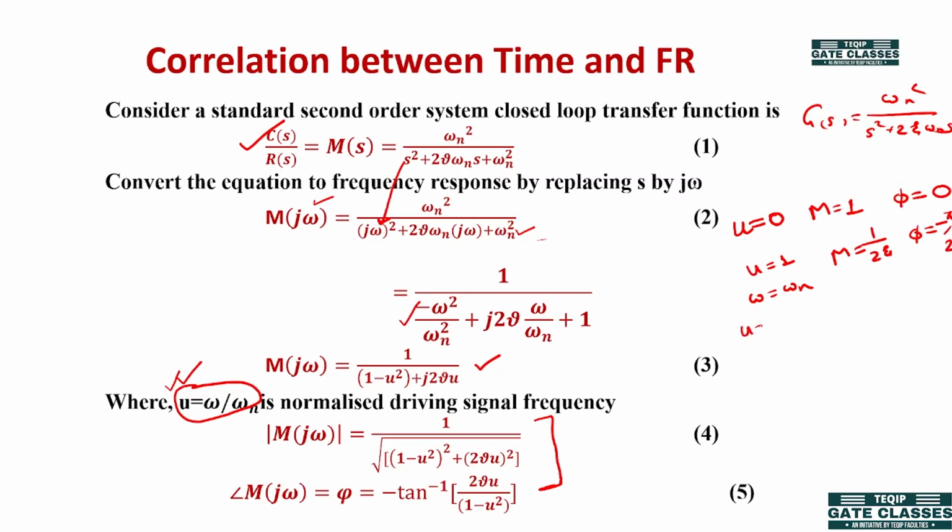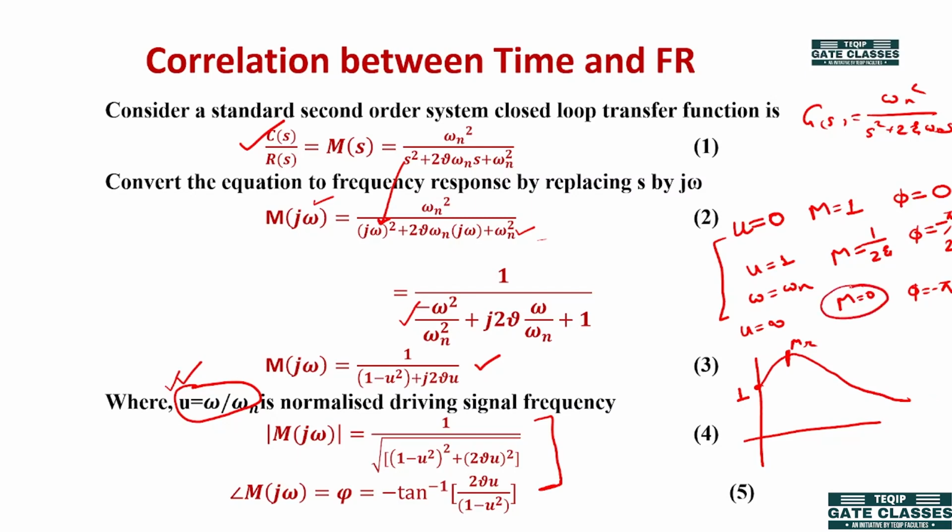Okay, and next when we put u equal to infinity, M will become 0 and our phi becomes minus pi. So from this we can see, as we have seen in the previous slide, as our frequency is increasing, our response is increasing like this. So at u equal to 0, there is 0 frequency, the magnitude is 1, and then it starts increasing, it reaches some point Mr, this peak, and then again it starts decreasing to 0. At u equal to infinity, it becomes 0.